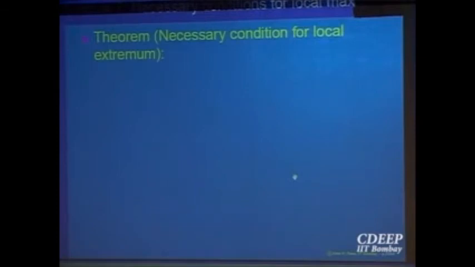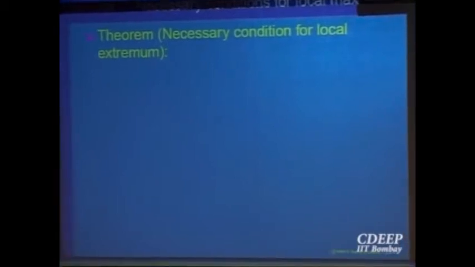I think this is one of the basic theorems of maxima, minima, increasing, decreasing. It is called the necessary condition for local maximum and local minimum. Necessary means what? We will be given that the function has a local maximum or local minimum at a point, and then we want to draw some conclusion from that condition, right?